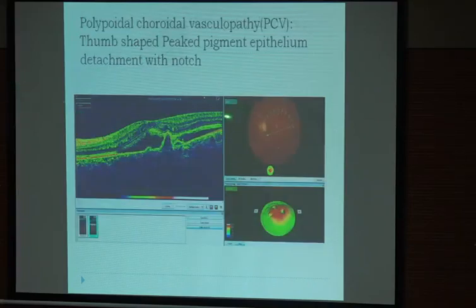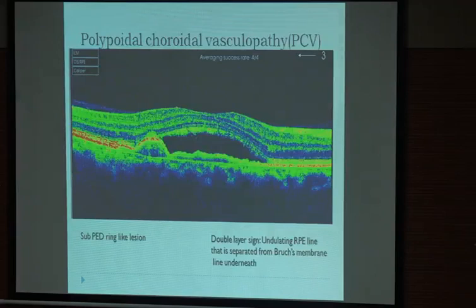Now another variant of AMD is polypoidal choroidal vasculopathy. If we are seeing a pigment epithelial detachment which is thumb shaped or peaked, like a sharp peak along with a notch, and along with subretinal fluid which is here, this is called polypoidal choroidal vasculopathy. We can have other features: a sub-PED ring-like lesion, or an undulating RPE line which is separate from the Bruch's membrane line. This is called a double layer sign. These are all the features of polypoidal choroidal vasculopathy.